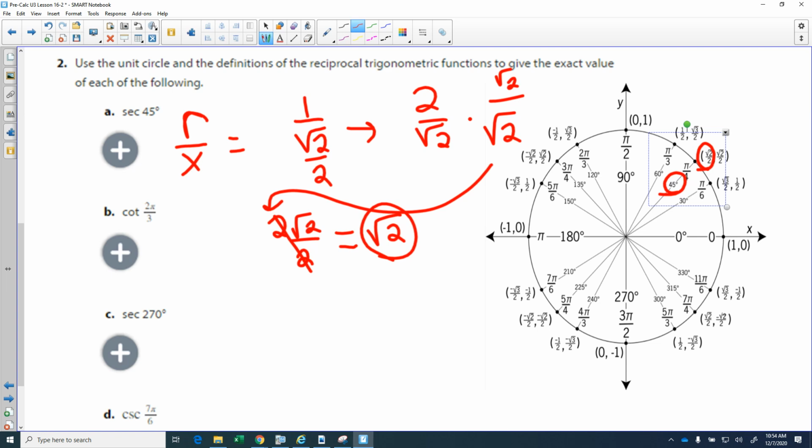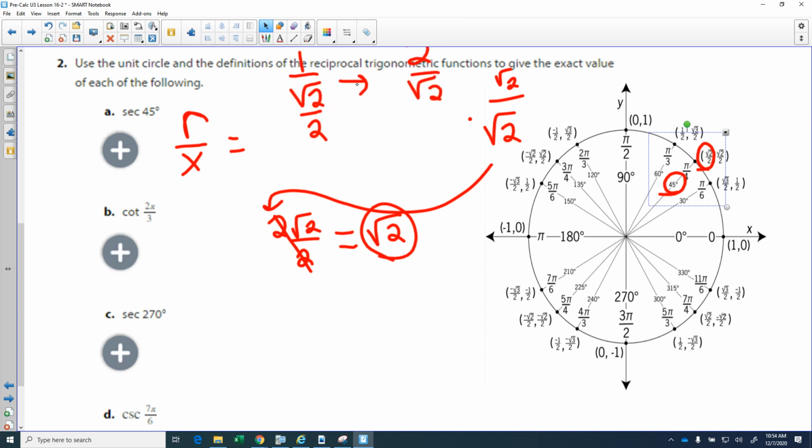Notice it's the same concept and the same idea as we've been using before. The only difference now is that when I plug that value in, I'm going to come up with a specific value. In this case, when I plugged in square root of 2 over 2 and simplified, it came out to be square root of 2. Once again, that's the reciprocal version of that answer.